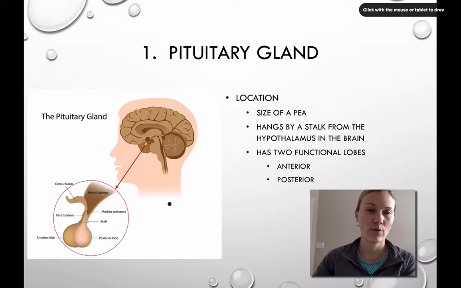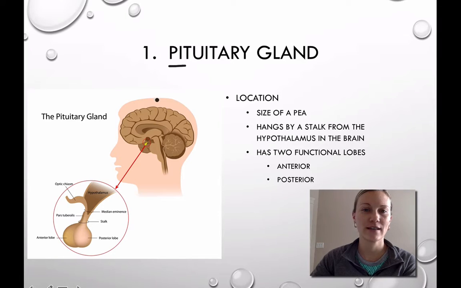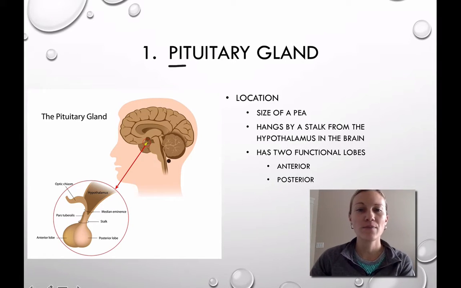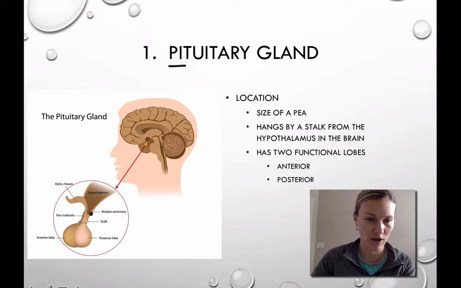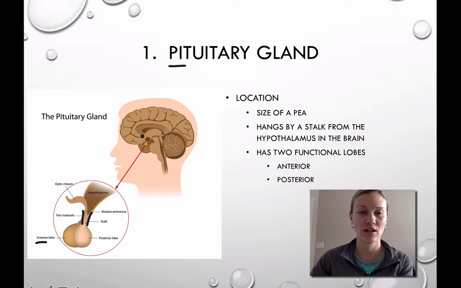So the first gland that we're going to talk about is the pituitary gland. The pituitary gland is about the size of a pea. It's very small, and it's right near the hypothalamus in the brain. It hangs from a stalk. This part right here is the stalk, and then you have two lobes: a posterior lobe and an anterior lobe. Anterior means front, so the anterior lobe is going to be on this side, whereas the posterior lobe is going to be towards the back.